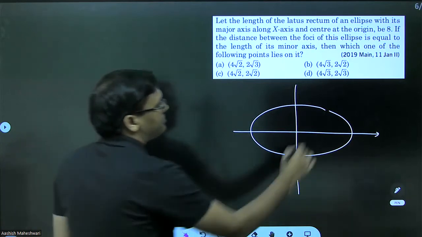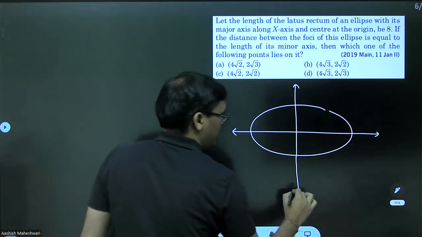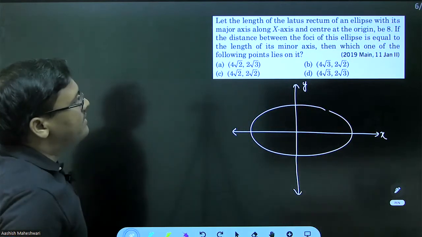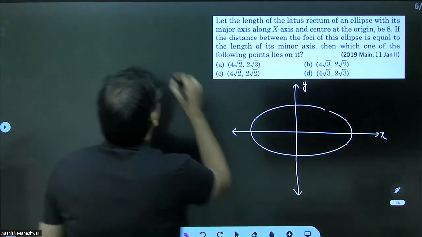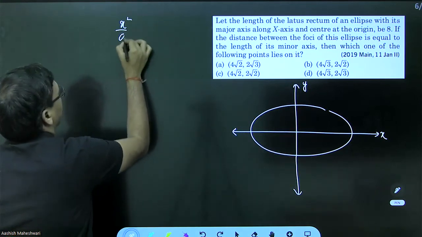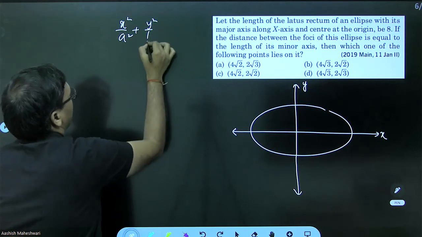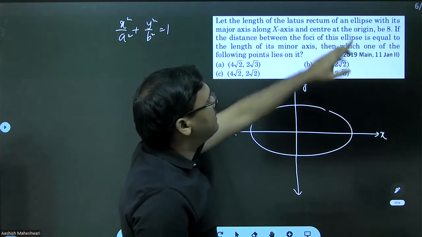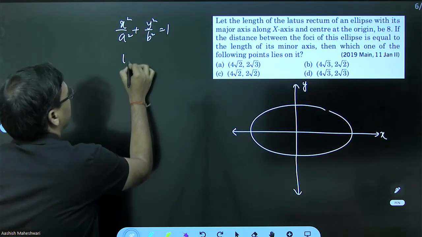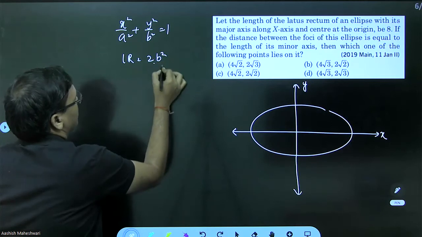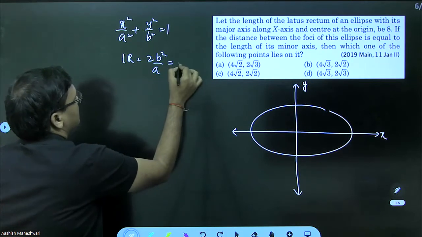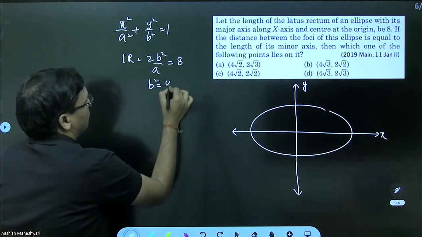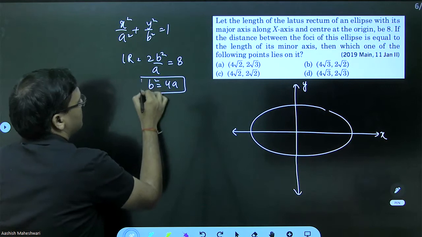Now, this is our x-axis and y-axis. The length of latus rectum of this ellipse. What is this ellipse? This is x square upon a square plus y square upon b square equal to 1. Now what is latus rectum for this? Latus rectum is equal to 2b square by a. This is given as 8. So b square is equal to 4a.